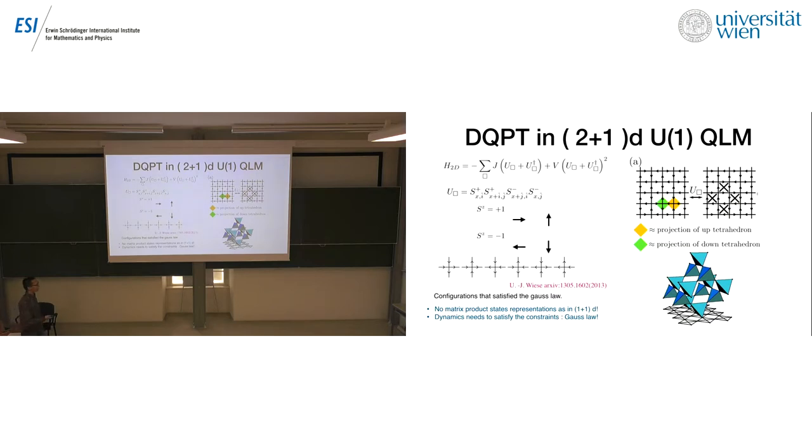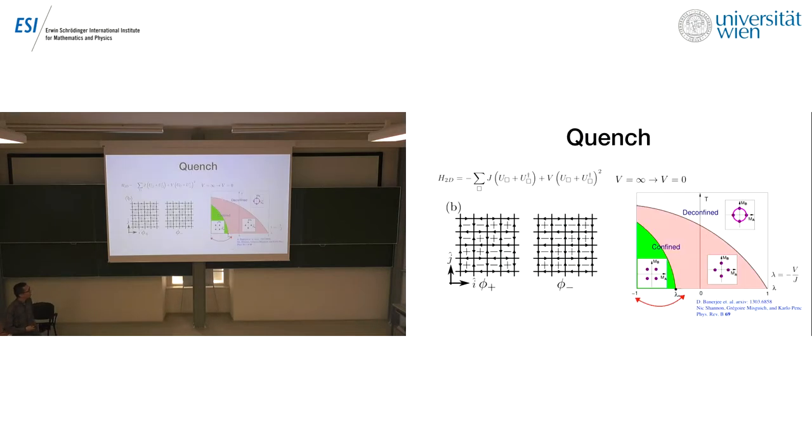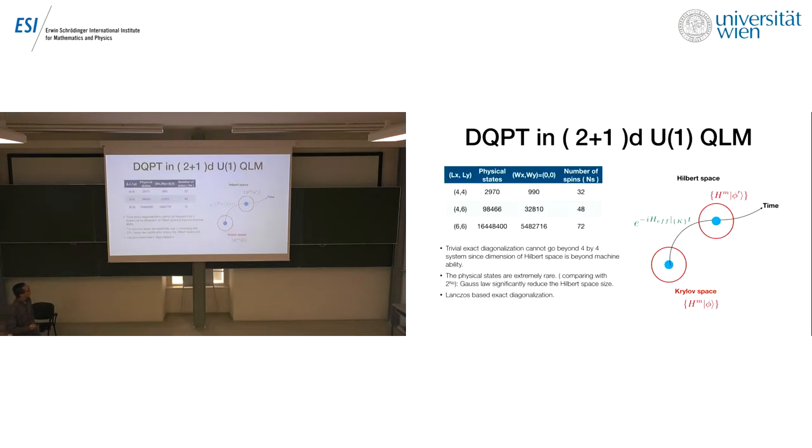So this dynamics is kind of complicated. Once you flip one, you will create other unflippable brackets. So the question is how this wave function evolves. We developed some kind of exact organization using Lenshaw's method to study the evolution of this 2D U1 quantum link model.